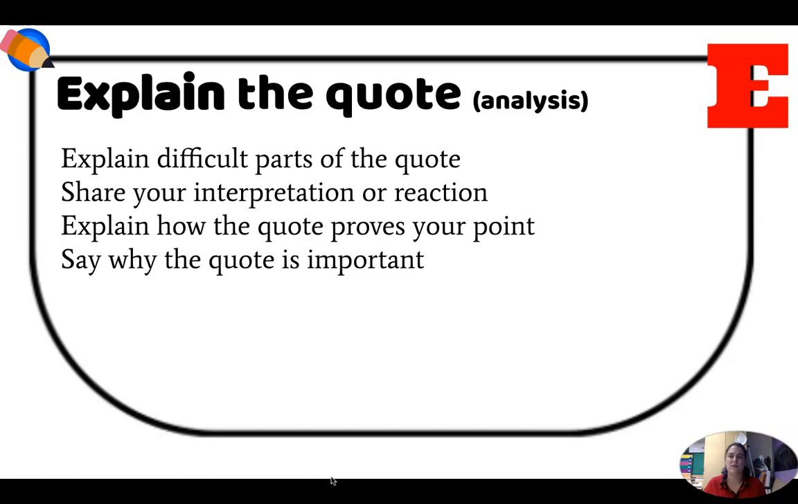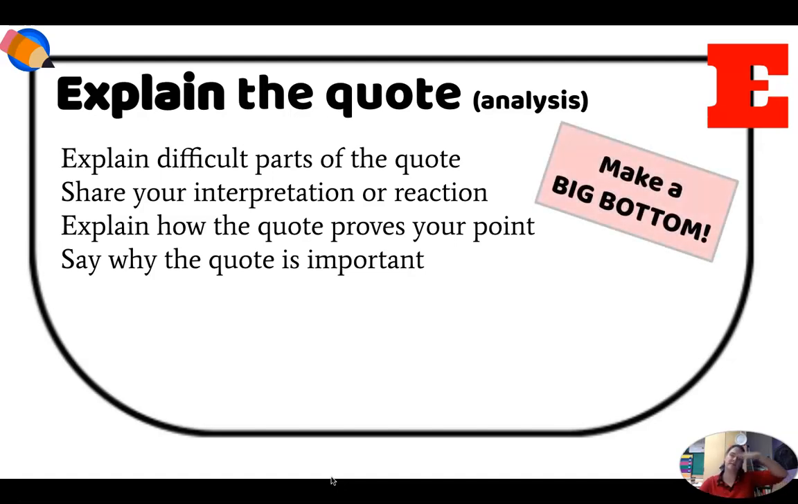So to kind of help us here, I really wanted to have us stop and think of what am I doing in this section? What are some of the things I should be doing to my quote or my evidence? You should be explaining difficult parts of the quote, like if something is confusing, you want to explain that. You can share your interpretation or reaction, your thoughts about it, what you think it means. You can explain how the quote proves your point. See, she said that this happened, but it really didn't, so she's a liar. Or you can say why the quote is important in general, what we should be learning about this.